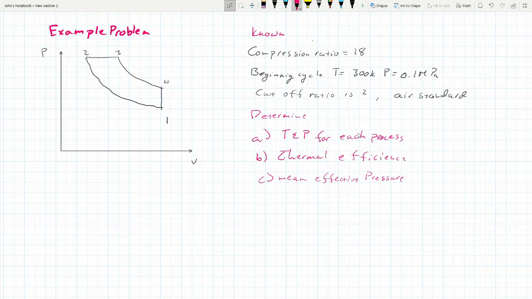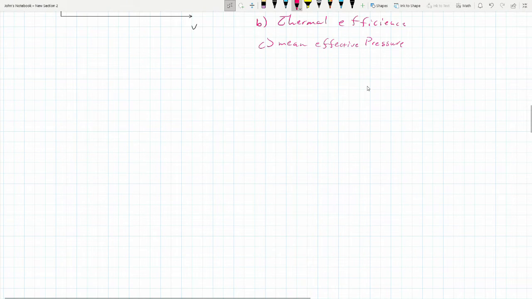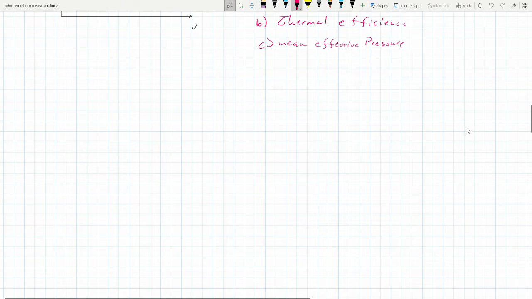So in this problem, you're going to find the temperature and pressure for each state of the process. I forgot to write state, sorry. Each state of the process. We are going to determine the thermal efficiency of the cycle, and we're going to determine the mean effective pressure of the cycle. So first things first is we got to find the values at the states.